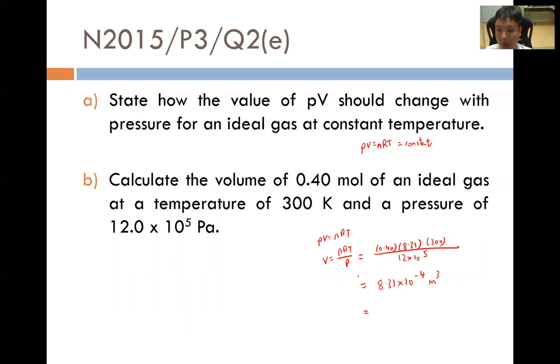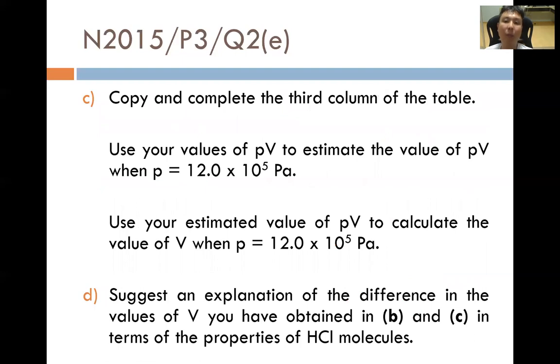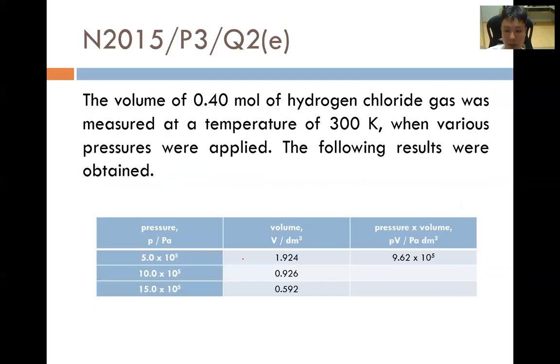Okay, so let me just change it to dm cube, because we are going to use it for a later part of the question. So it is 0.831 dm cube. Now, copy and complete the third column of the table and use your values of PV to estimate the value of PV when P is equal to 12 times 10 to the power of 5 Pascal. So this is just a simple multiplication thing.